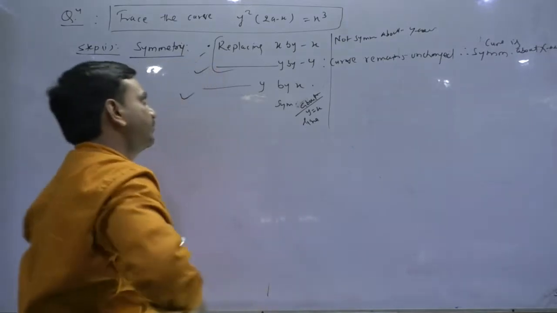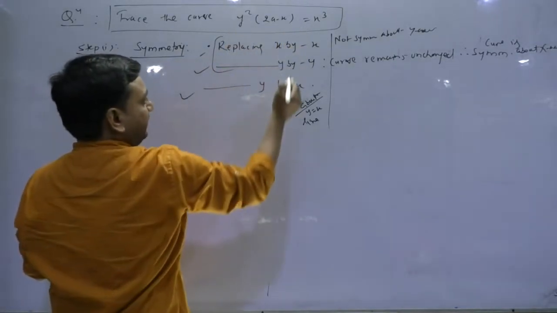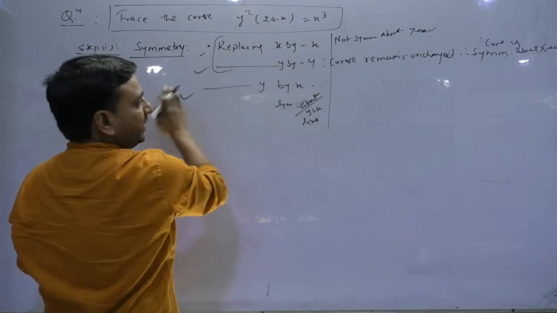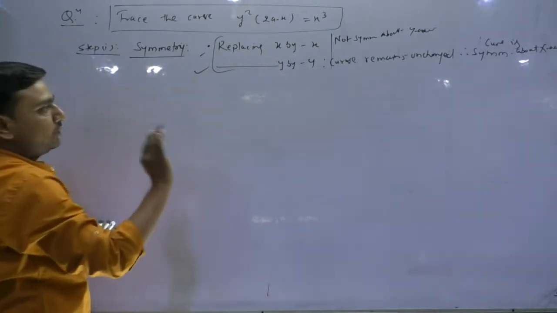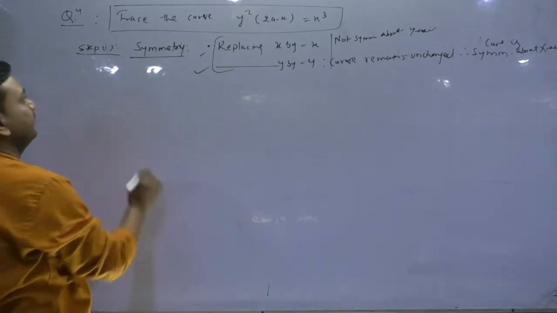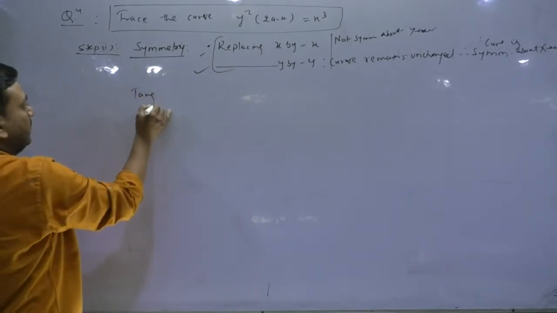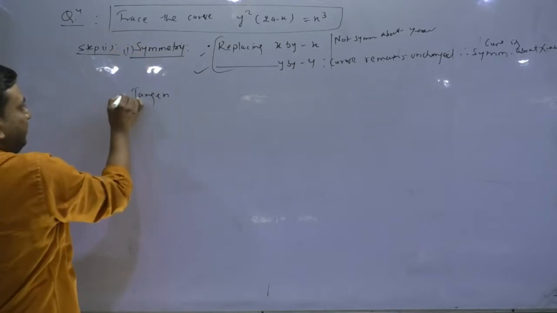Clear है अभी? If you replace y by x, तो कर्व का इक्वेशन चेंज हो जाएगा, इसलिए सिमेट्री अबाउट द लाइन y इक्वल्स टू x है. सो द सिमेट्री इज क्लियर. ओके. So that is the first component.